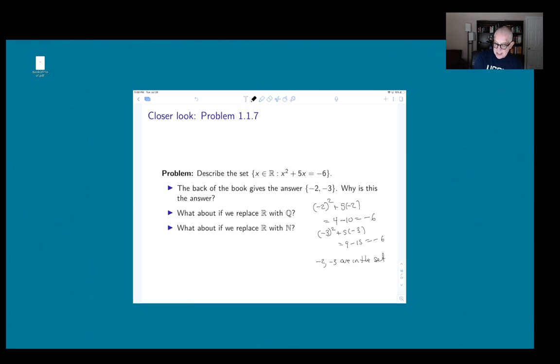How do we know those are the only answers? Well, we can actually use a little algebra here, because we can solve the quadratic equation x squared plus 5x equals minus 6, which is x squared plus 5x plus 6 equals 0. And this actually factors as x plus 2 times x plus 3 equals 0. And so the solutions in the real numbers are x equals minus 2 and x equals minus 3.